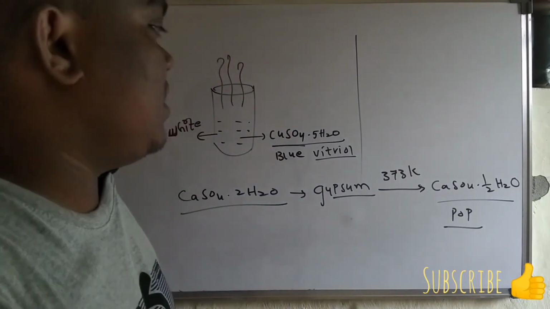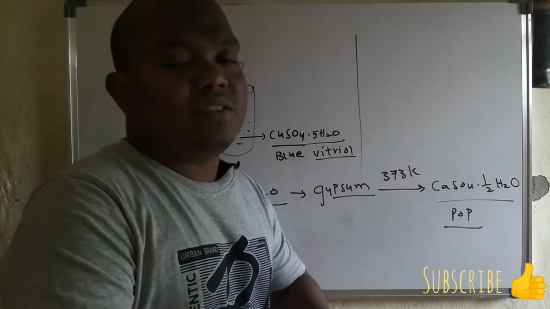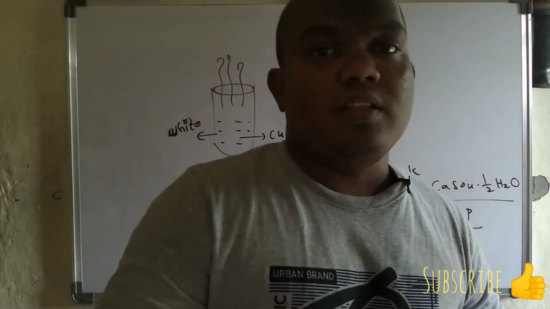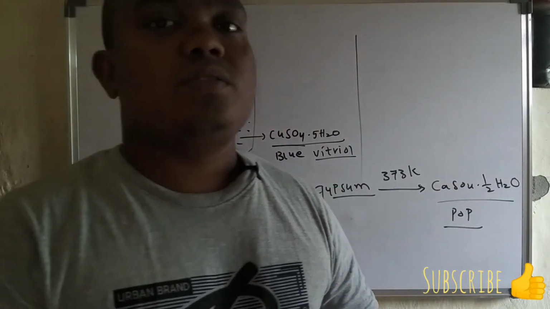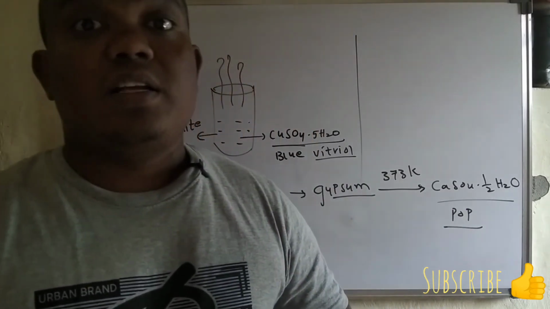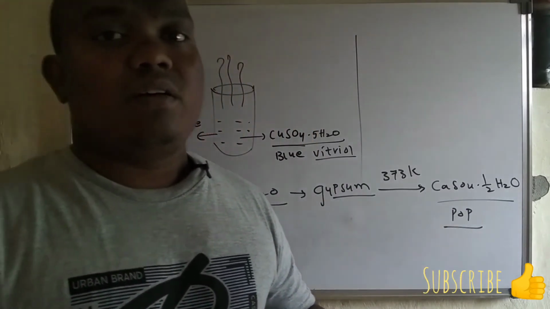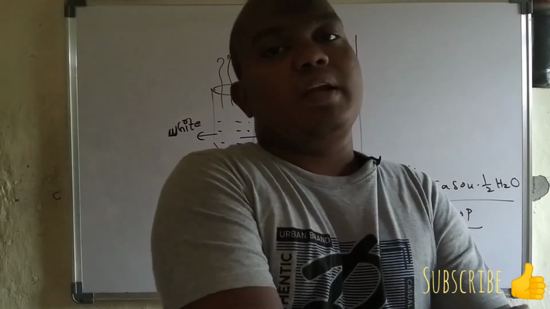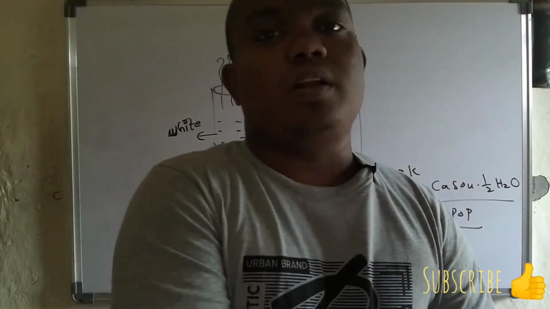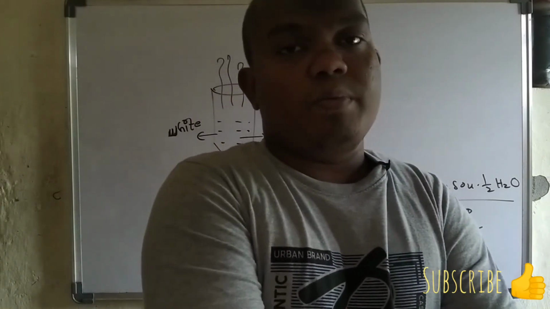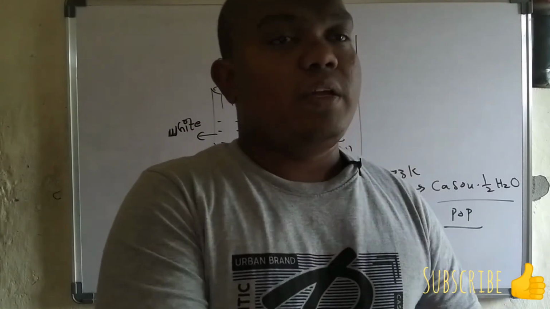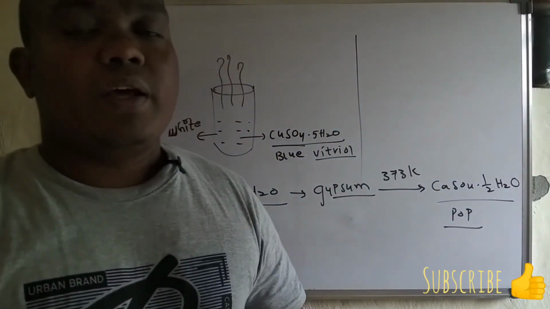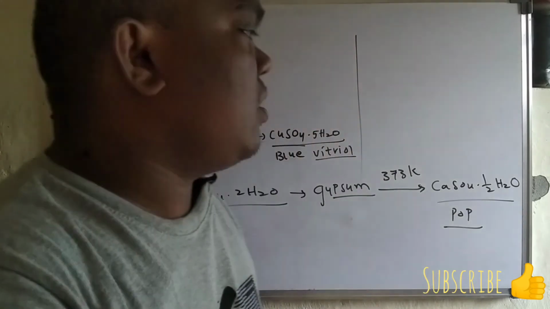Generally we know that plaster of Paris is nowadays widely used in construction, and it is also used for medical purposes. When our leg or hand is broken, it gives support, and for those bandages we use POP. So there are many things.